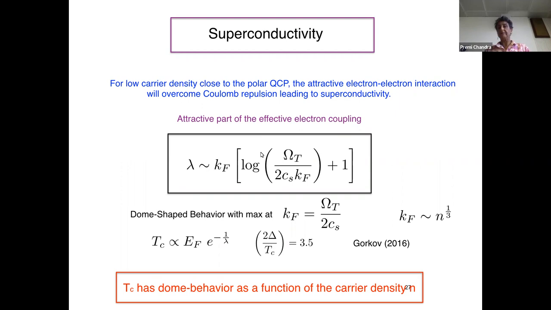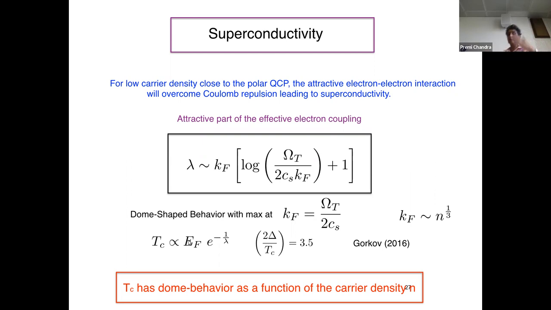So what's the attractive part of the effective electron coupling? Well, it looks something like this, and you can see right away that we have a dome-shaped behavior with Kf, as lambda, as omega_T, the equivalent of a Debye frequency but for the transverse optical mode, over 2cs. Kf, of course, goes as n to the 1/3, so we get some sort of dome-like behavior. Now, we have to be very close to the quantum critical point for this to beat out the Coulomb repulsion, because close to the quantum critical point, the dielectric constant is very high.